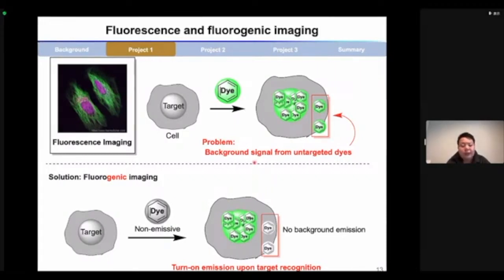How can we solve this background signal issue? There's a good way to solve this issue, which is called fluorogenic imaging. What is fluorogenic imaging? You prepare a molecule which shows no emission, but this non-emissive molecule can turn on its emission upon target recognition. Because the original molecule doesn't show emission even when floating around, there's no background emission, and as a result, you can get high contrast imaging, which will result in good fluorescence imaging results.